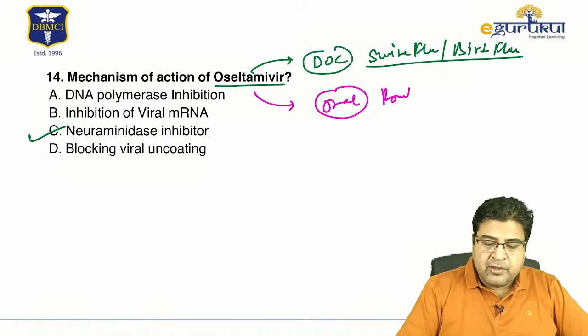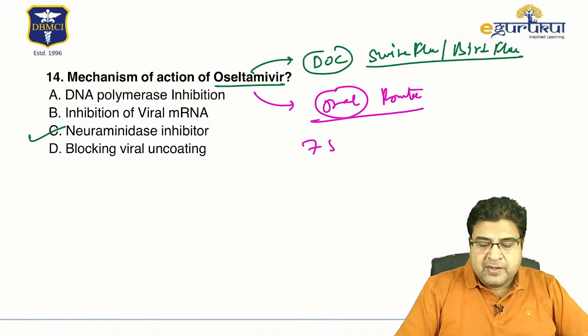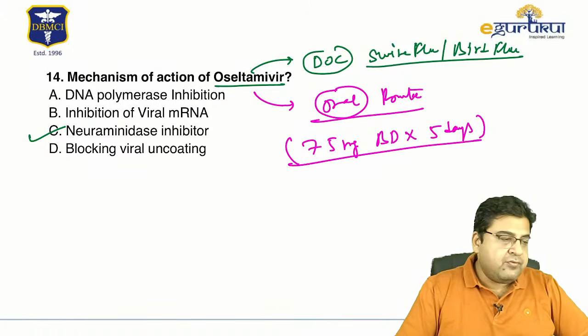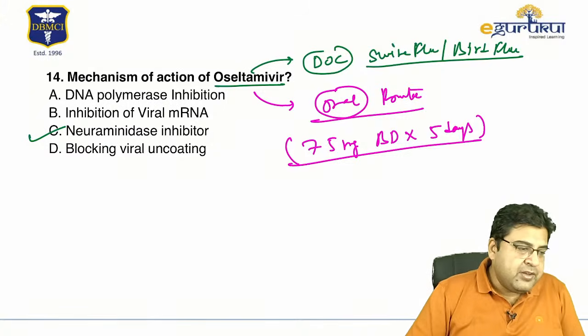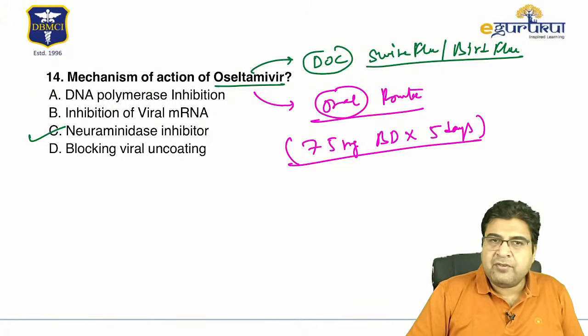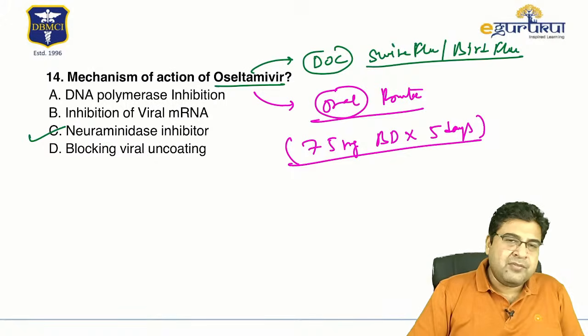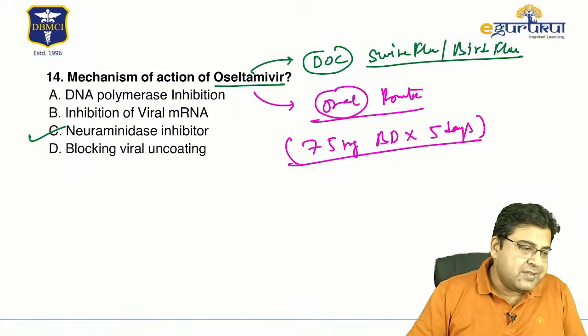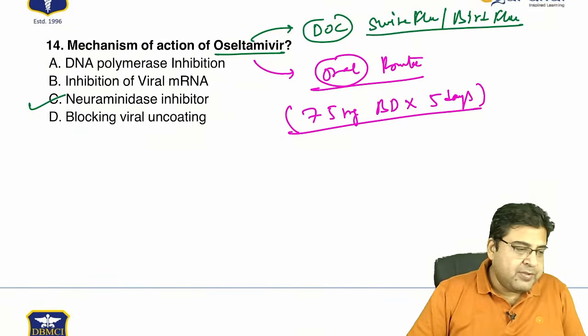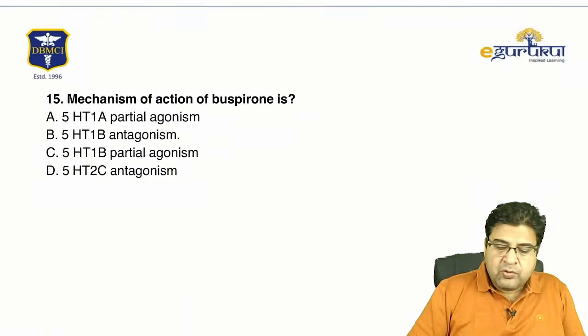This is given by oral route, and this medicine is given in a dose of 75 milligram 2 times in a day, and it is given for 5 days. 75 milligram given 2 times in a day for 5 days. The drug name is oseltamivir. Question 14, answer is C. Yes, neuraminidase enzyme inhibitor.